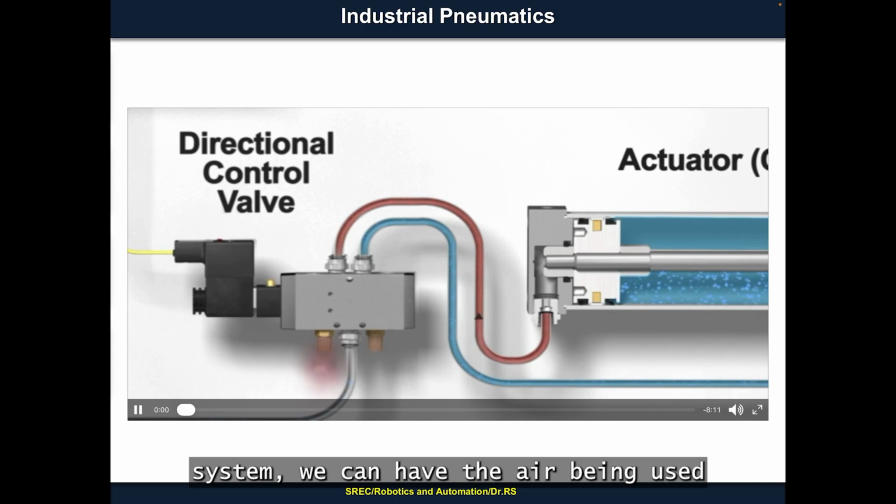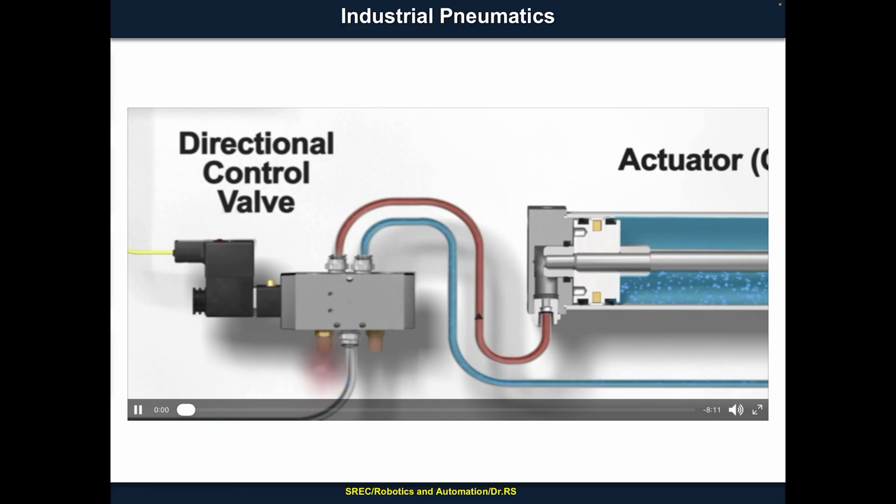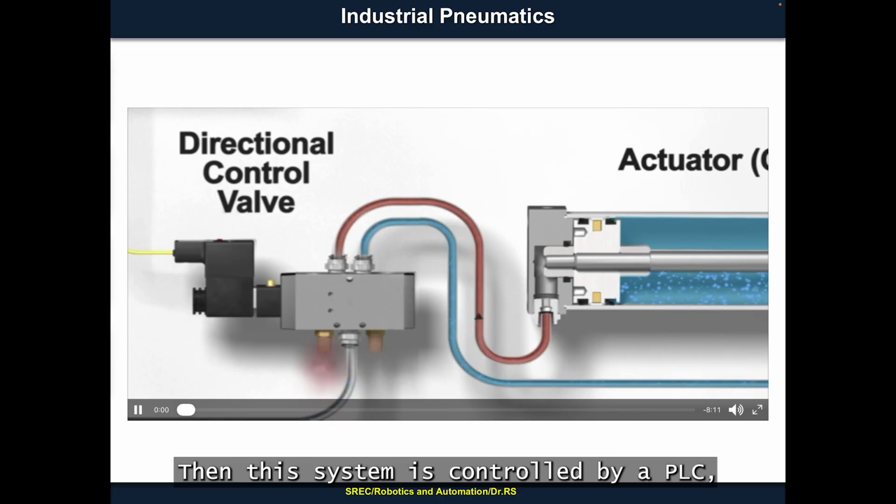The air being used is exhausted to the atmosphere by a silencer being fitted on the solenoid valve. That is a direction control valve. We have the silencers being fitted, and the air will be exhausted to the atmosphere. Then this system is controlled by a PLC, since we have used the solenoid valve for operating the pneumatic cylinder.